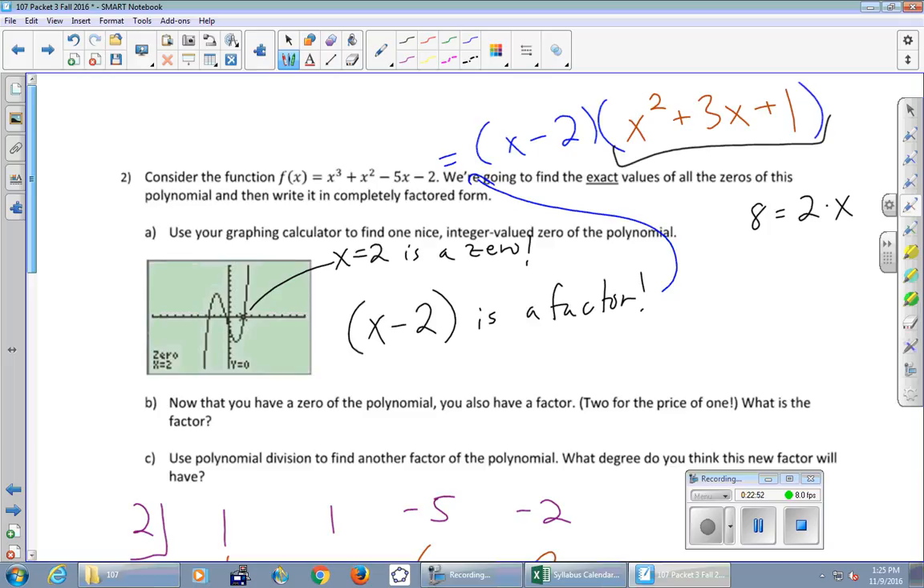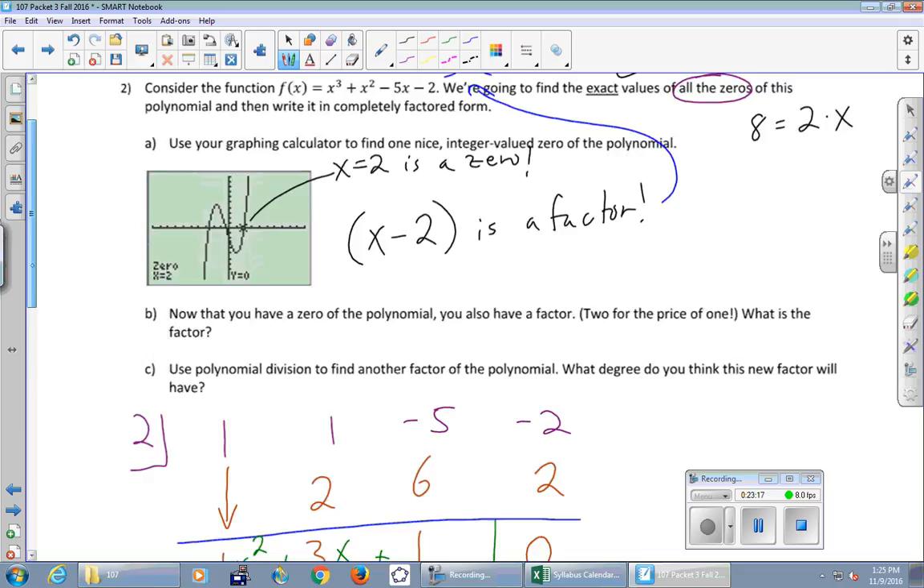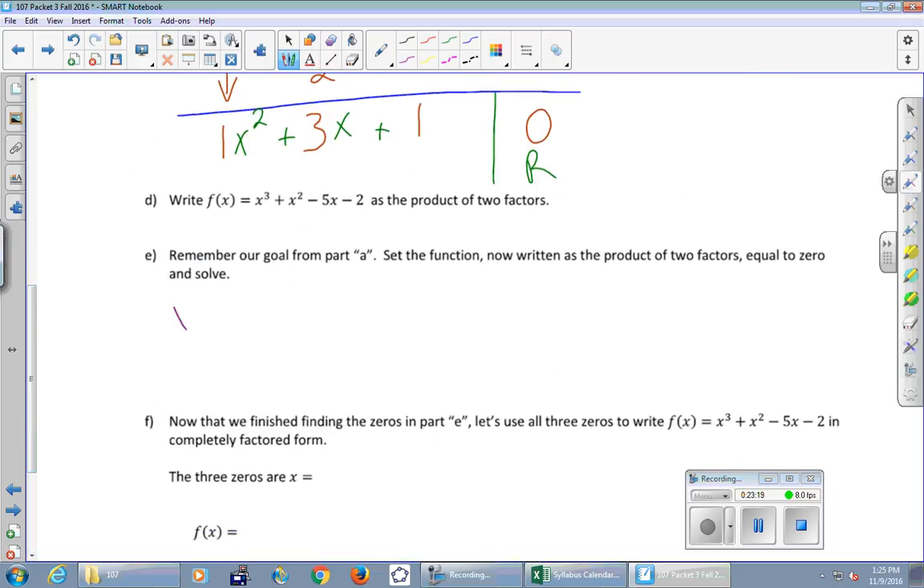Okay, the goal of this problem has been to find all the zeros, which means we've been wanting to set this equal to 0, which means either the first parentheses is 0 or the second parentheses is 0. We already know what value of x makes the first parentheses 0. It is 2. So now we're on to the harder problem. What makes the second parentheses equal to 0? I don't know. I got to write it out. So we'll put that down here someplace. X squared plus 3x plus 1 equals 0.